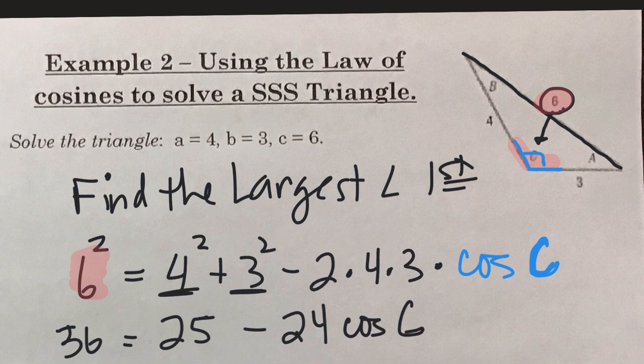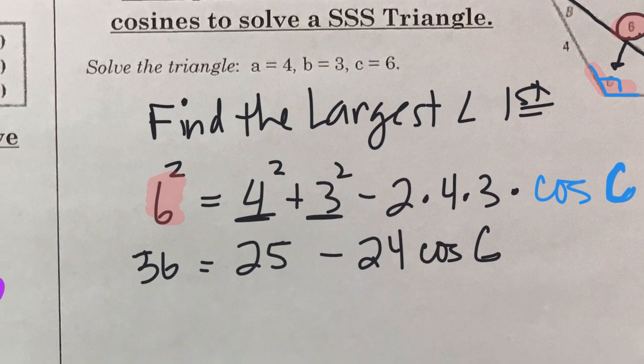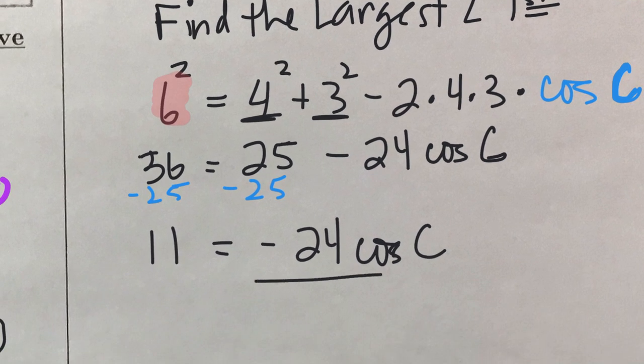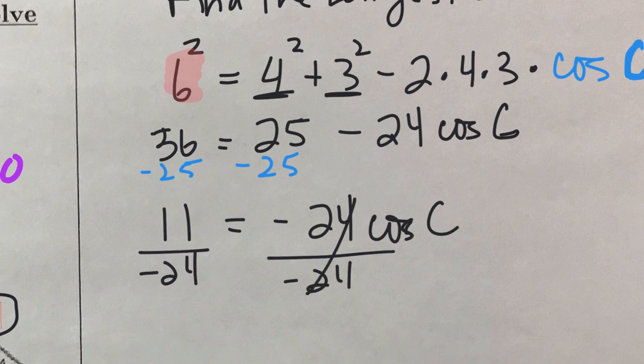Okay, so this is just doing our algebraic simplification. Now we're going to subtract 25 from both sides, right? Bring the 25 over to here. 36 minus 25, I believe, is 11. So 11 equals negative 24 cosine of angle C. And now divide by negative 24. So this leaves us in a little precarious, no, it's not precarious at all, it's fine. Negative 11 over 24 is equal to the cosine of angle C.